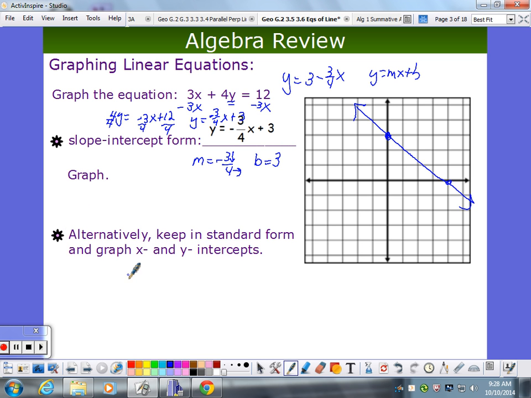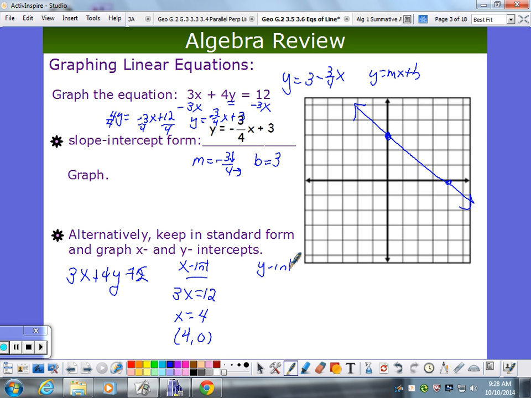I want to review another method, which is the intercept method, the x-intercept and y-intercept method. How do you find them? Often when they're presented in standard form, ax plus by equals c, we can use the intercept method. To find the x-intercept, your y value is 0. So this becomes 0, and you get 3x equals 12. So x equals 4.